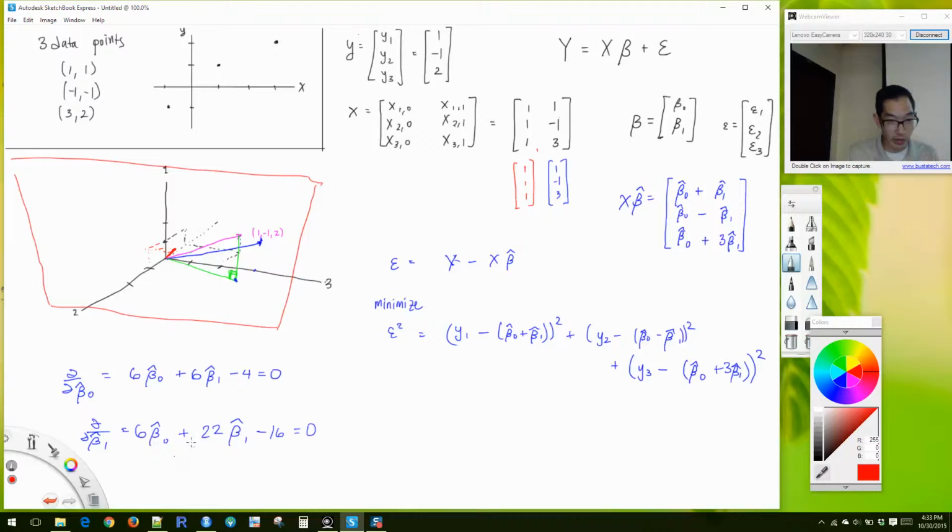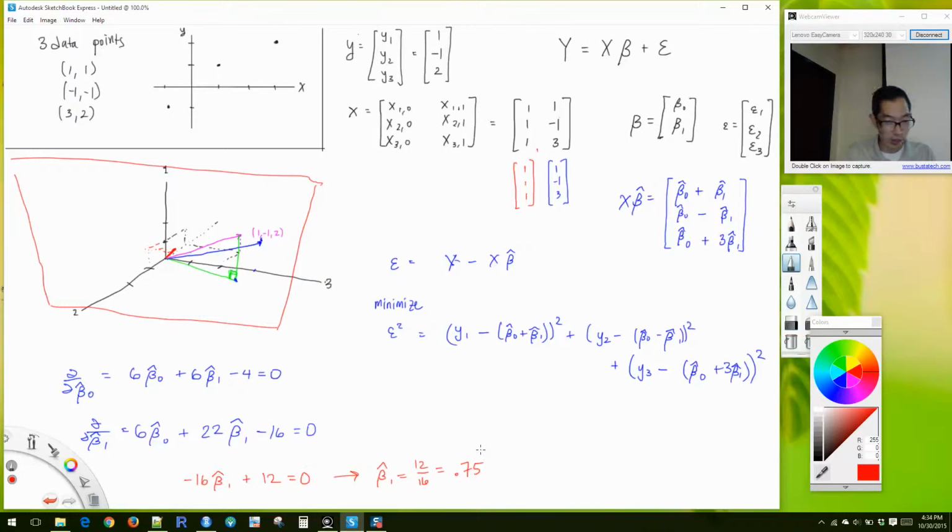And so what do we have? I'm going to do this thing minus this thing, right? So 6 minus 6 beta, and 6, so I get negative 16 beta hat 1, negative 4 minus 16 plus 12 equal to 0. So that gives me beta hat 1 equal to 12 over 16, equal to 0.75.